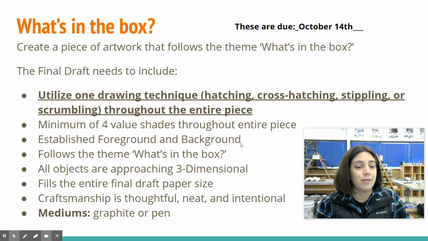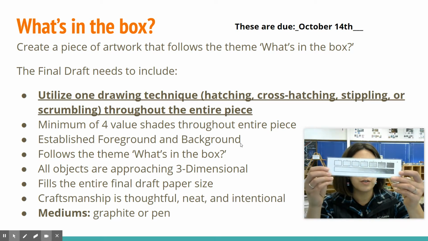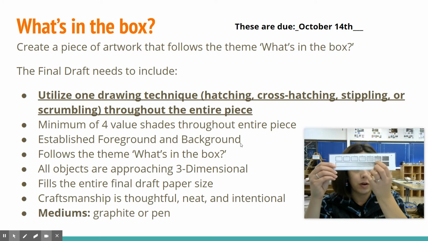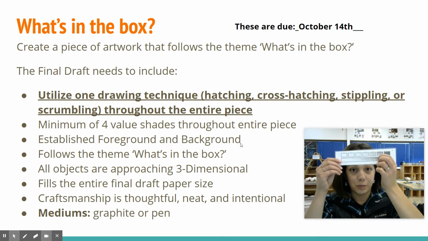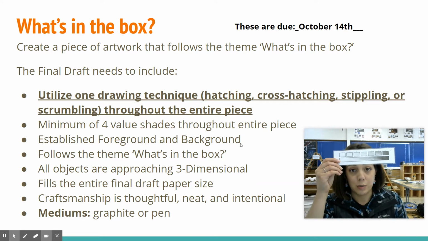Your piece needs to have a minimum of 4 value shades throughout the entire piece. This last week and this week, I've been having you guys push 3 value shades. This time, I'm wanting 4. So if you remember the stepped value scale, I am looking for a 7, which will be your 4. Somewhere in between a 5 and a 6 is going to be your 3. The 4 is going to be your 2. And somewhere between a 2 and a 3 is going to be your 1.